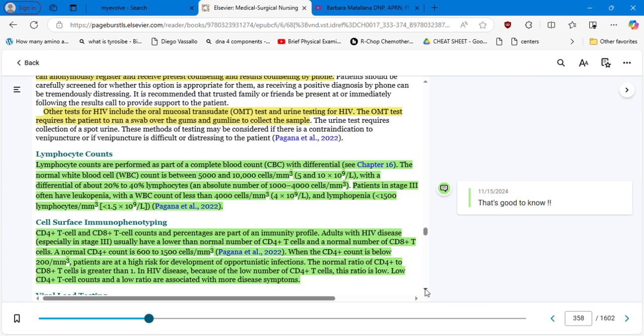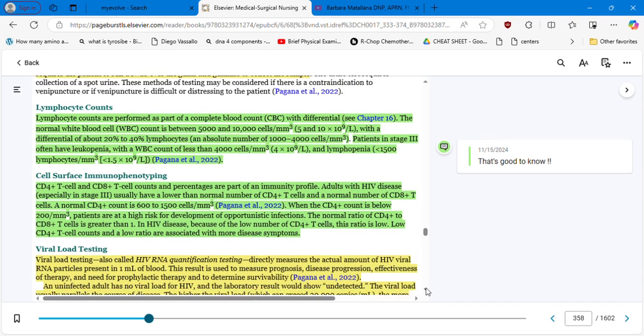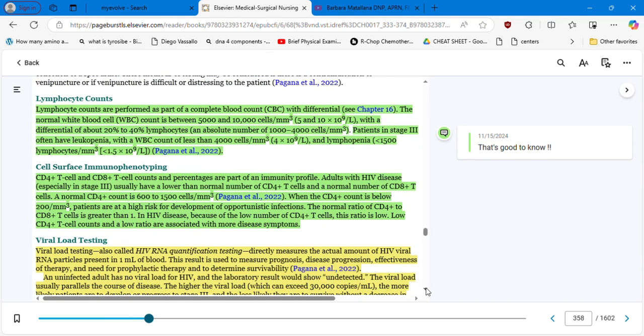And now let's talk about the lymphocyte counts. Okay, so they are performed as part of your complete blood count with differential.